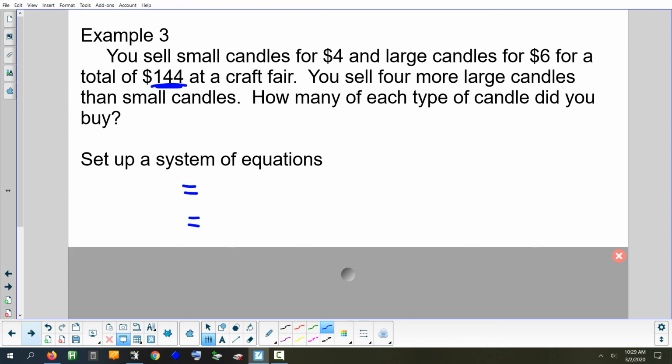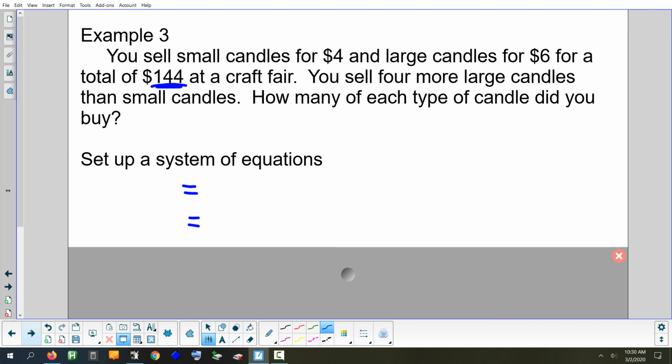So let's just read it and then see if we can figure out what x and y are. You're selling 2 types of candles. Small candles are $4. Large candles are $6. At the end of the day, you made $144. So you sold some amount of large, some amount of small candles.